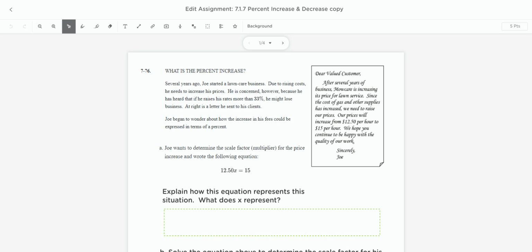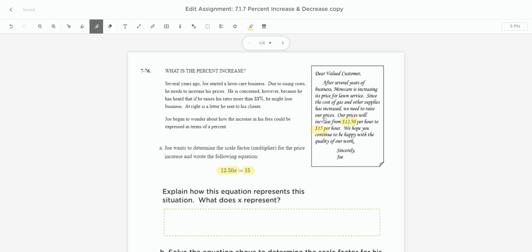A says Joe wants to determine a scale factor or multiplier for the price increase and wrote the following equation. So in the equation, we see 12.5x is equal to 15. And what we need to see in this letter is that 12.5 is what his original price is, and it's increasing to $15 per hour.